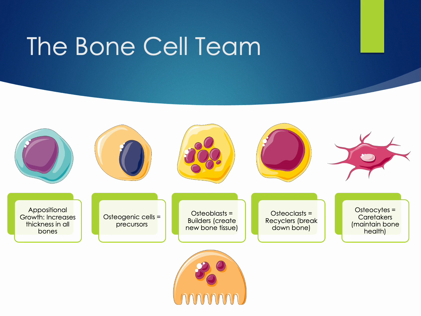Osteogenic cells are undifferentiated with high mitotic activity, and they are the only bone cells that divide. Immature osteogenic cells are found in the deep layers of the periosteum and the marrow. They differentiate and develop into osteoblasts.